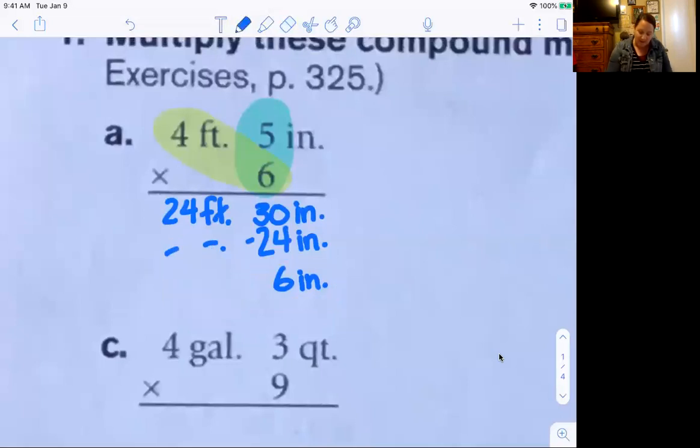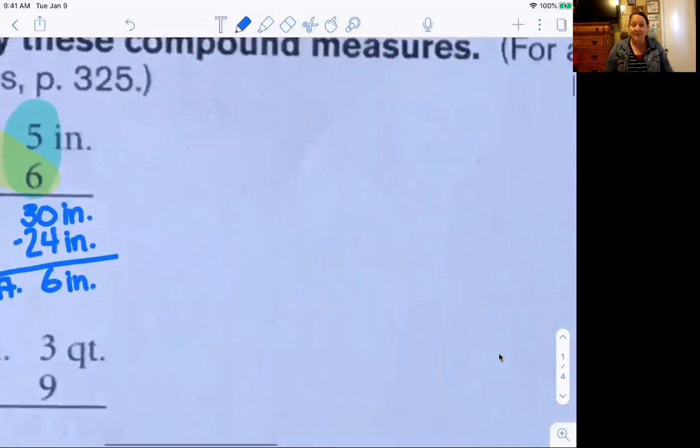Some of you guys probably thought, Mrs. Rossini, what are you doing? Okay, now let's see, 26 feet, 6 inches. See, that's why you always go back and check to make sure maybe you made a little mistake.